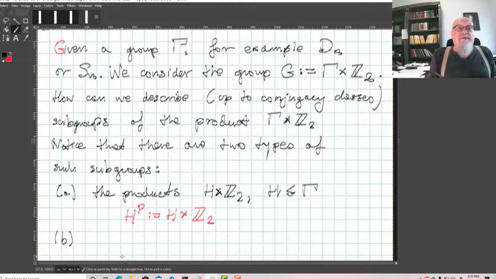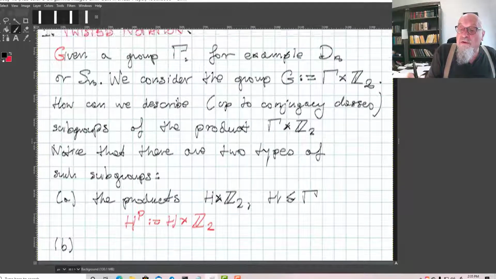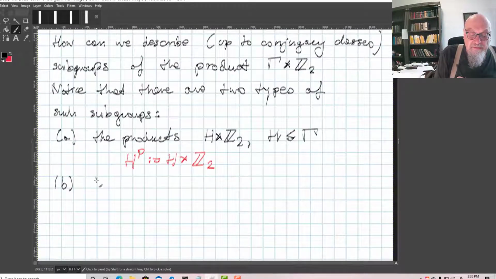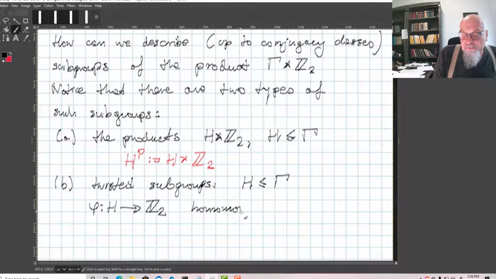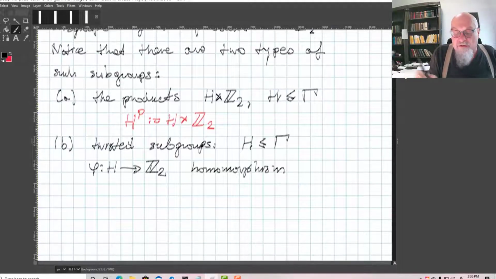They are graphs of homomorphisms. So let me write it down. Twisted subgroups. And those twisted subgroups are related to the following. So for example, we have the group H, which is a subgroup of gamma. We also have a homomorphism from H to Z2. This is a homomorphism. Then we can define the group which we call twisted subgroup.